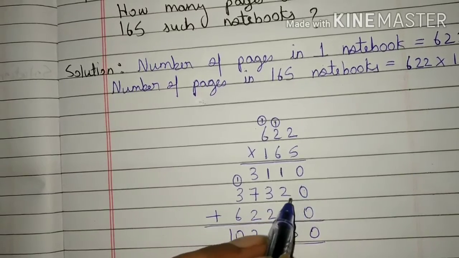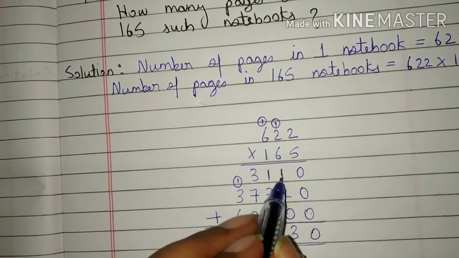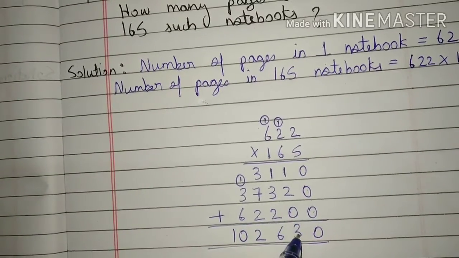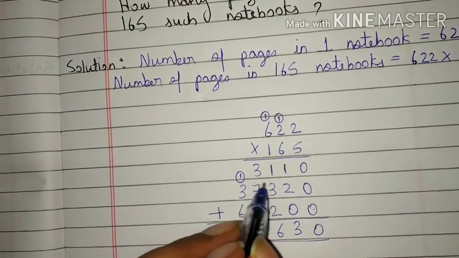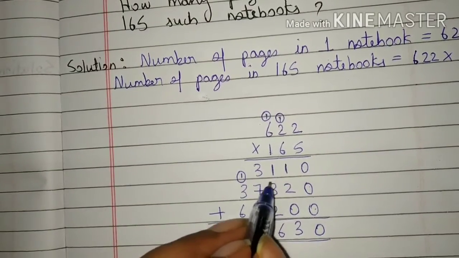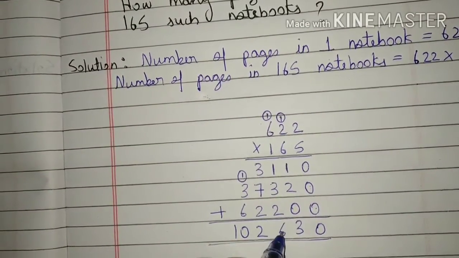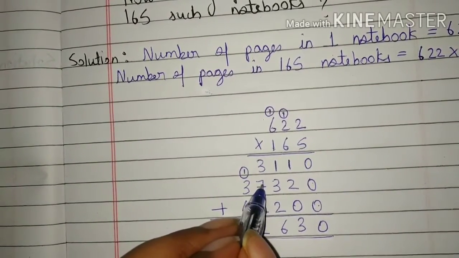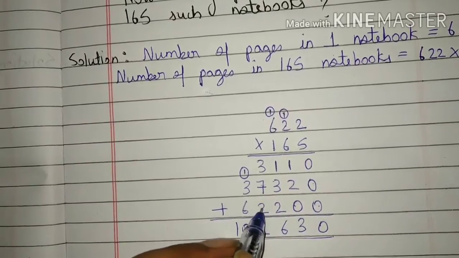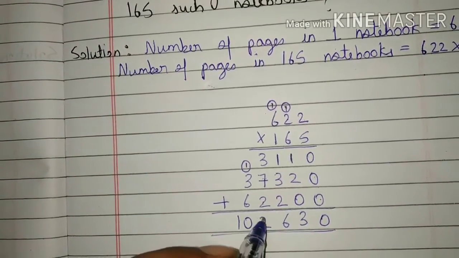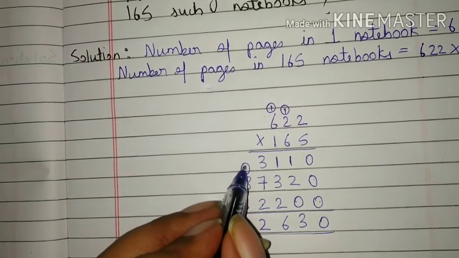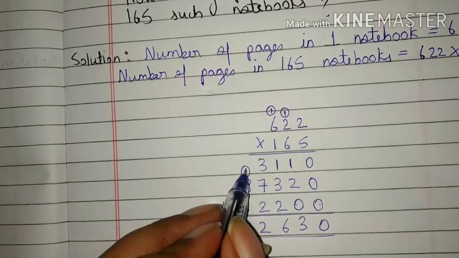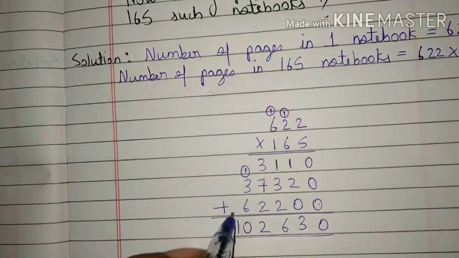0 plus 0 plus 0 is 0. 1 plus 2 plus 0 is 3. 1 plus 3 is 4 and 4 plus 2 is 6. 3 plus 7 is 10 and 10 plus 2 is 12. 2 we have written here and 1 will be carried here. 3 plus 1 is 4 and 4 plus 6 is 10.